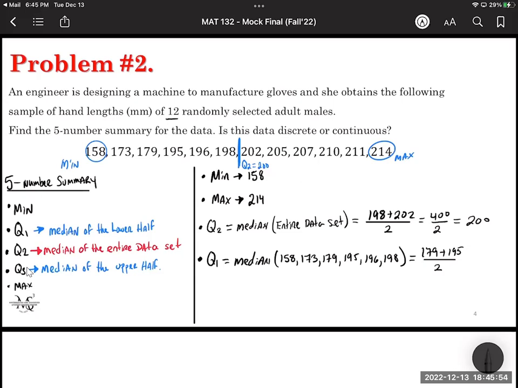So let me know what you got. 187. Professor, can you repeat that, please? Oh, we're just taking the average of 179 plus 195 divided by 2. So those two values, when you add them up and then divide by 2, give you 187.